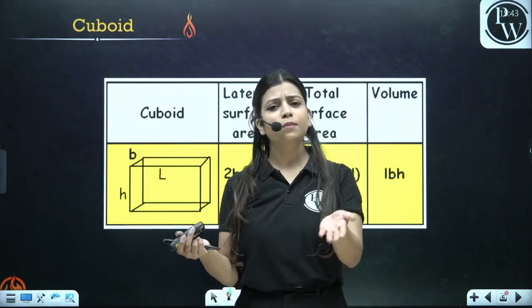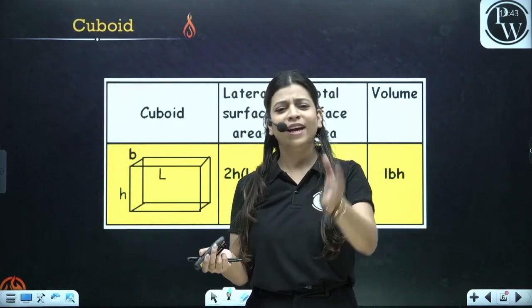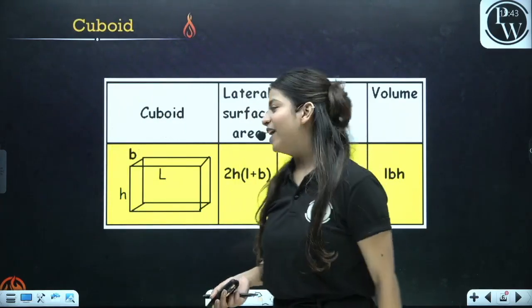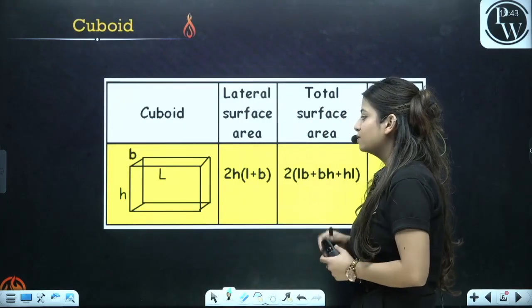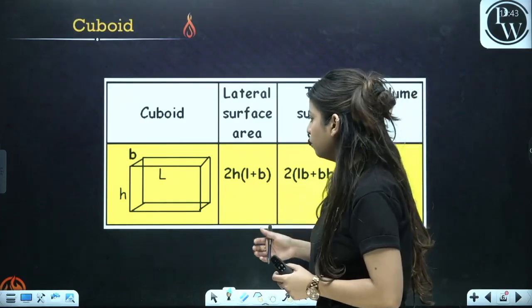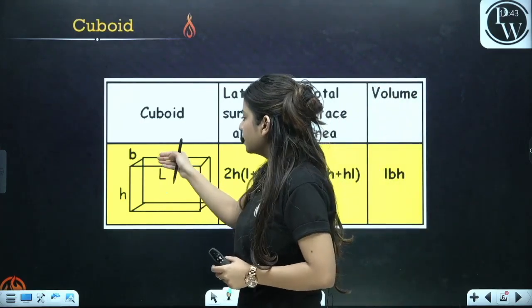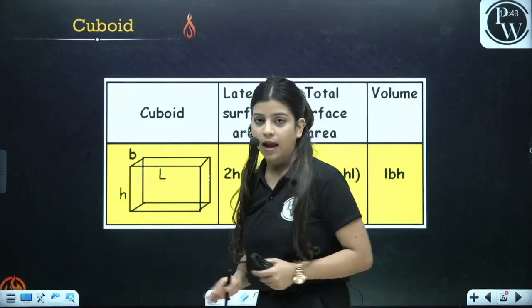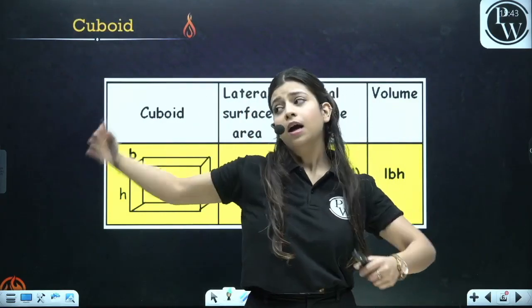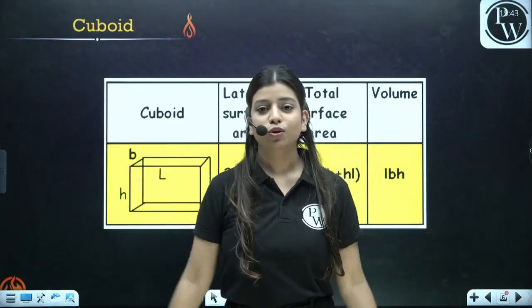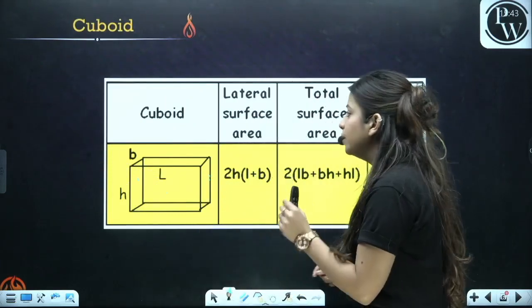Imagine your book, the mathematics book which you are holding. This much thick. Alright, so basically a cuboid is a figure. So, the lateral surface area for the cuboid will include this rectangle, the other side rectangle, and the sides rectangle. The one in the front, the one at the back, that one at the left, and the one at the right. So these are the four faces which will be included in the cuboid.